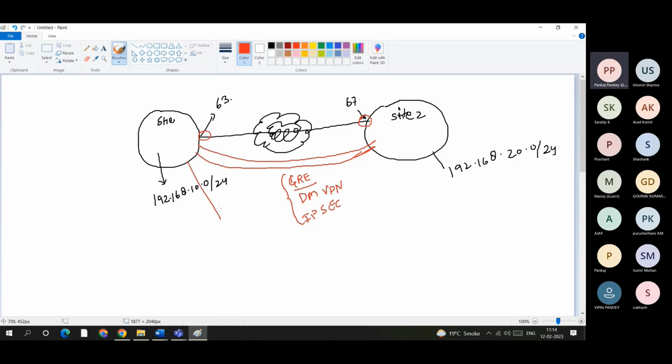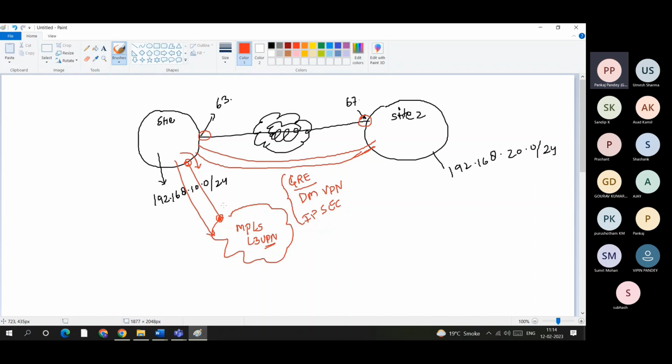Now, what does MPLS give you? MPLS gives you the privilege that it takes your private subnet directly, because the complete routing is done for you by your service provider. This is MPLS L3 VPN. You can directly advertise your prefixes into BGP, it is received by your service provider directly, and it is advertised to all your sites.